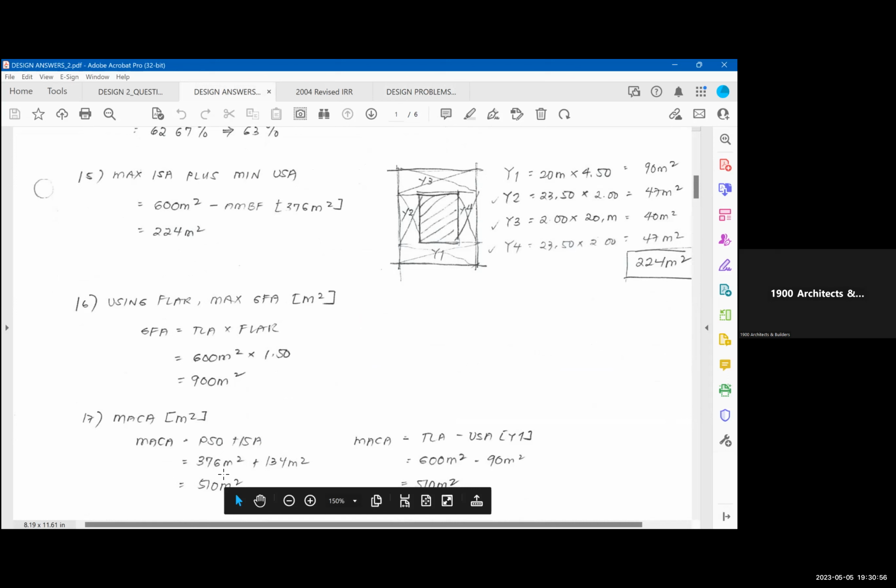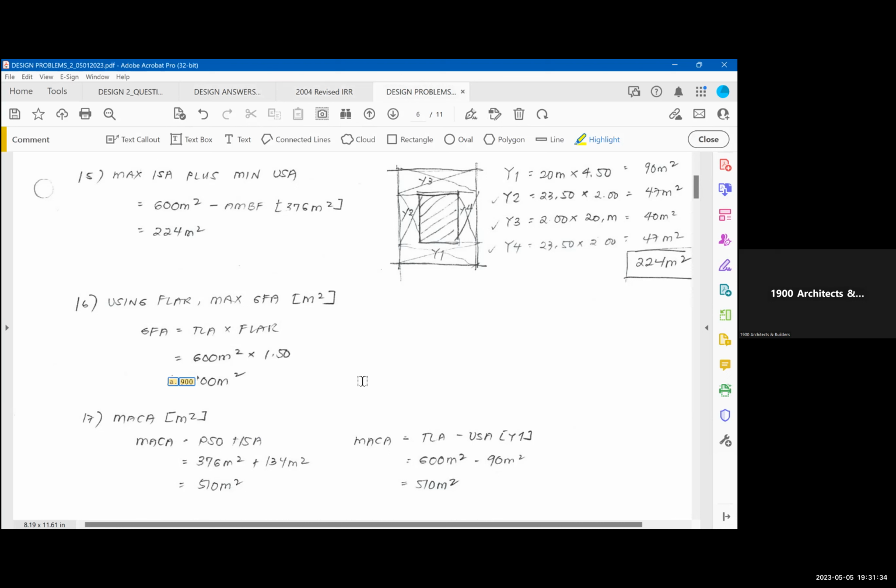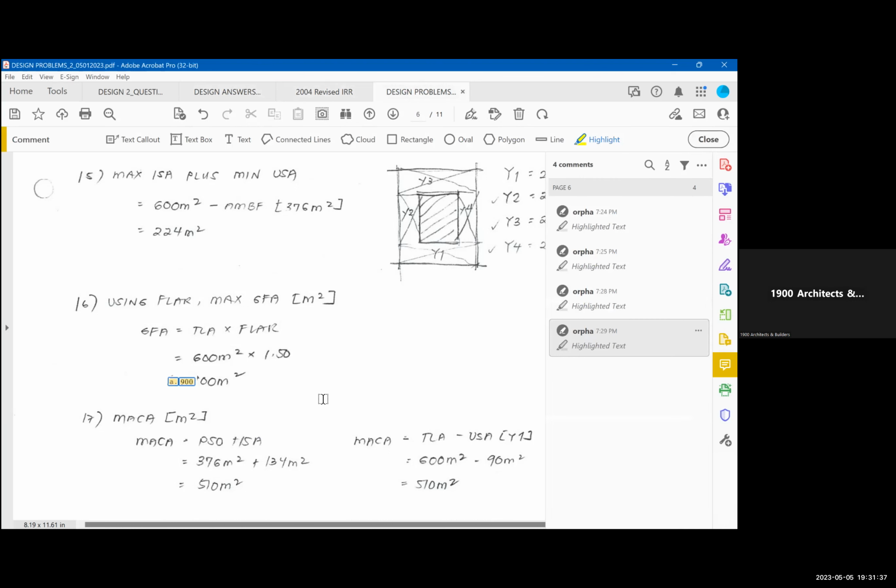So, may isa pang computation ng MACA. MACA is also total lot area minus USA. Yeah, so pwede din natin gamitin yung TLA and USA. Nakuha naman natin yung USA, which is 90 square meters. So, 600 minus 90, so 510. Same ang lalabas na answer. So number 17 is letter C.